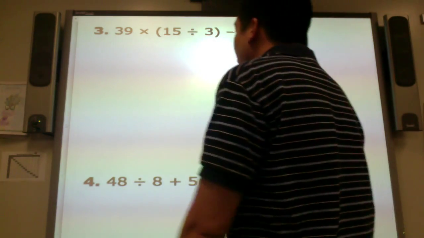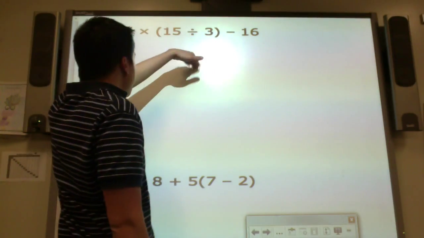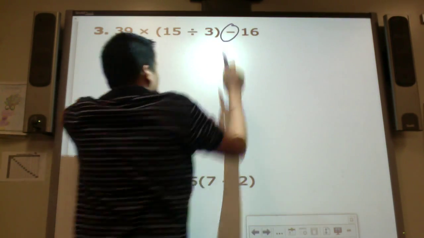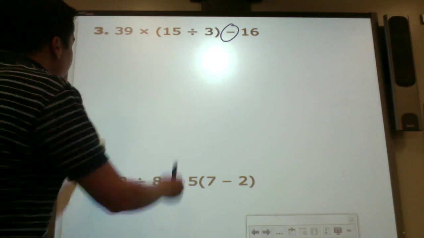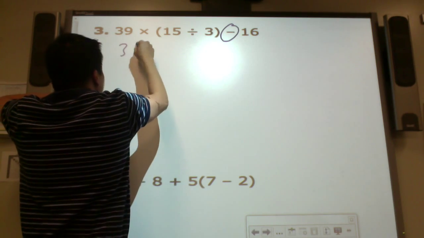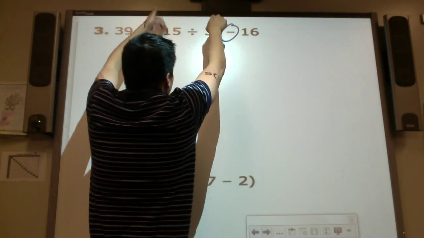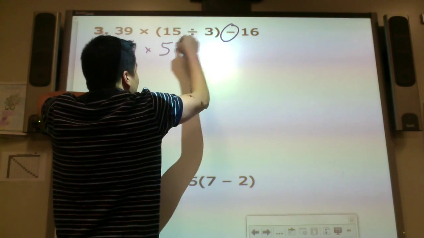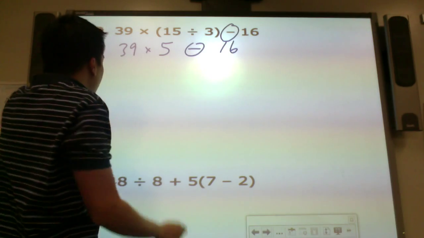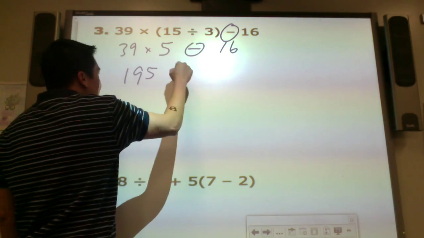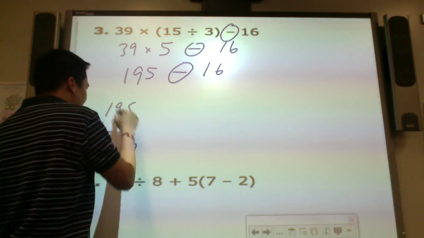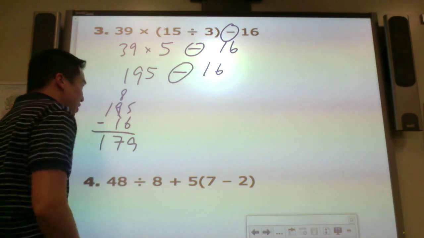Question number 3. 39 times the grouping of 15 divided by 3 minus 16. Circle the subtractive operator. The first term is this. So I have 39 times whatever this is. What is in this symbol? 5. So let's solve for the first term. 39 times 5 is 195, minus 16. What is 195 minus 16? That's 179. 179 is the answer.